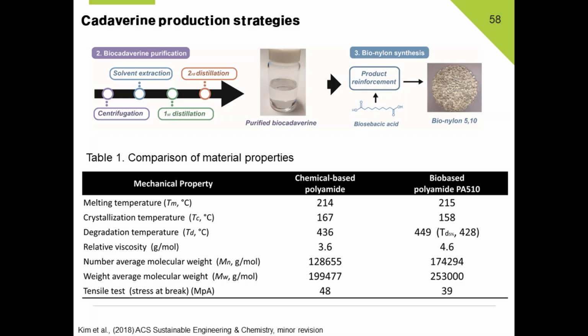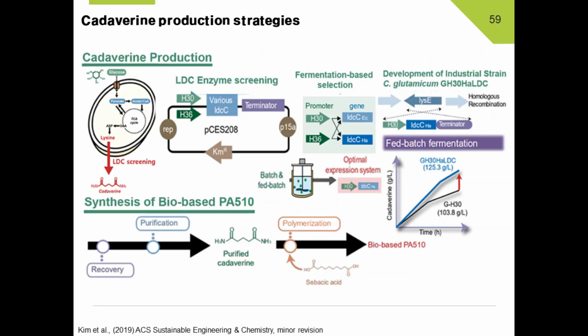We compared material properties of the chemical-based polyamide and the bio-based polyamide. Some polymer properties were similar, some were better, but in conclusion, bio-based polyamide is good to use since it's a carbon neutral product. So it is possible to have a sustainable nylon biorefinery.